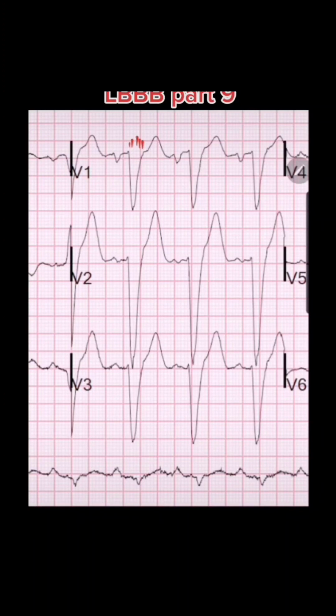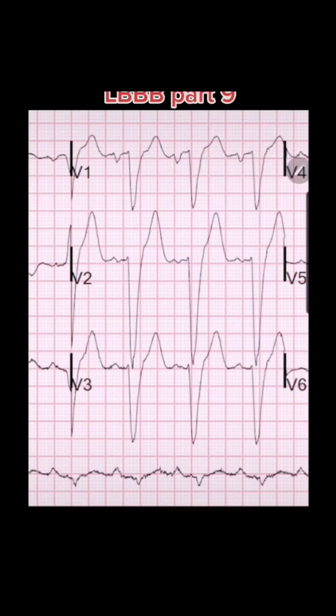What is my second criteria? Well, I need to go to my J point and work my way backwards to see if the very first deflection I come to is a downward deflection. Where's my J point? My J point is right there. So where is the very first deflection when it comes to my QRS complex? Is it downward? Yes. So I meet the second criteria as well.